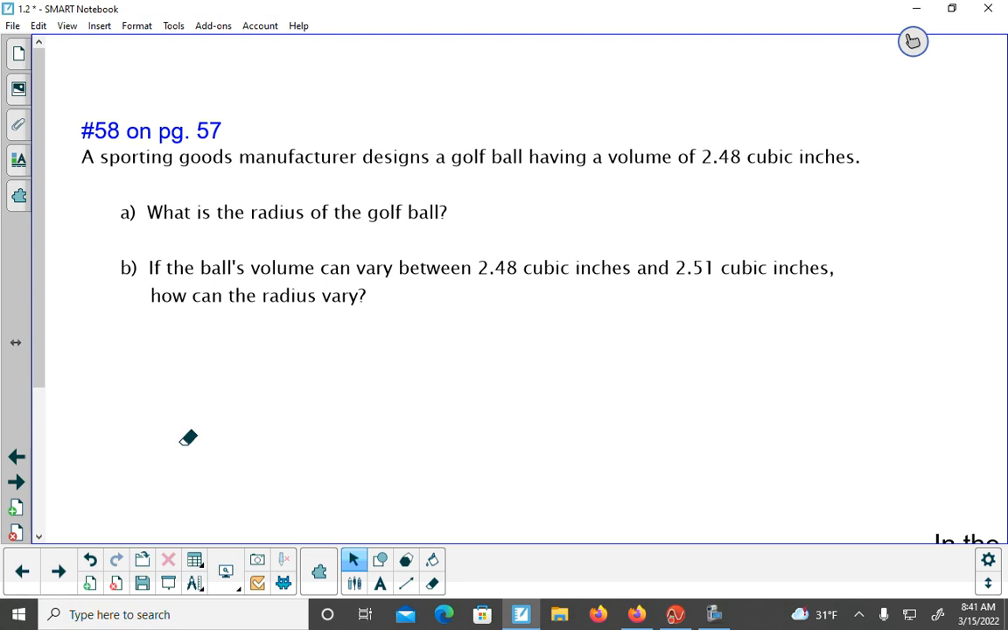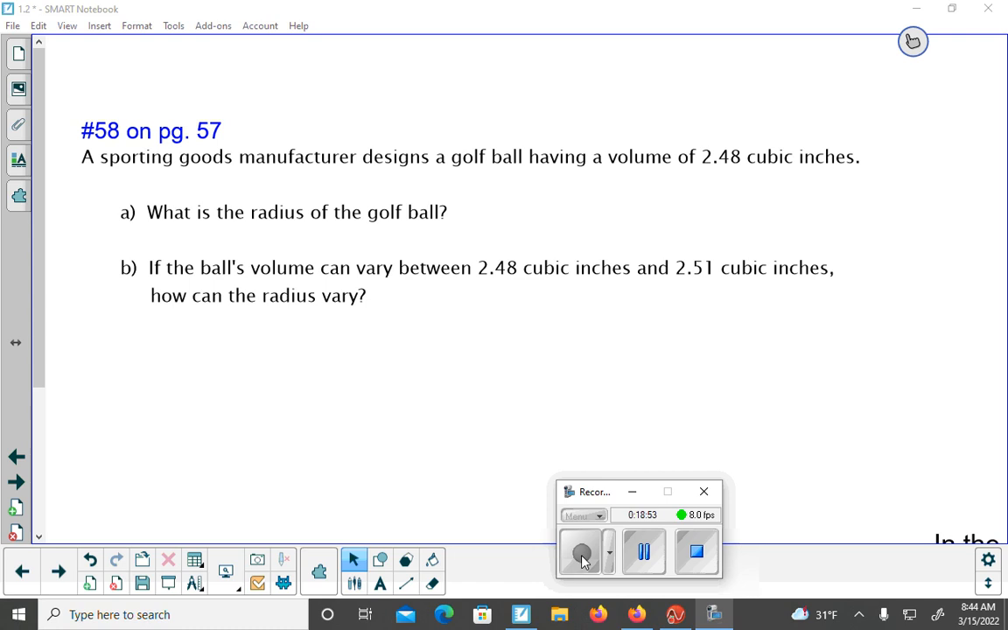This one is saying a sporting goods manufacturer designs a golf ball having a volume of 2.48 centimeters. What is the radius of the golf ball? Well, I should be able to figure that out because I know the formula for the volume of the sphere. The volume of the sphere is 4/3 pi r cubed.